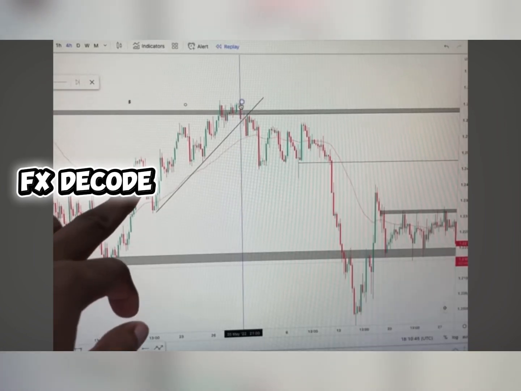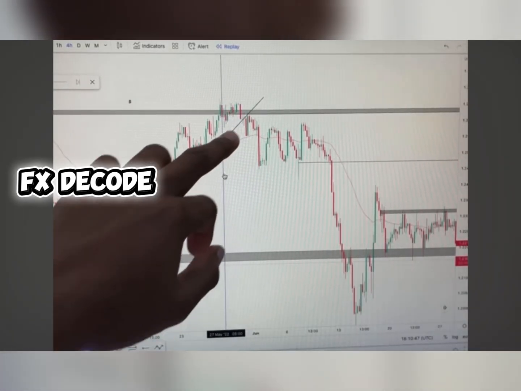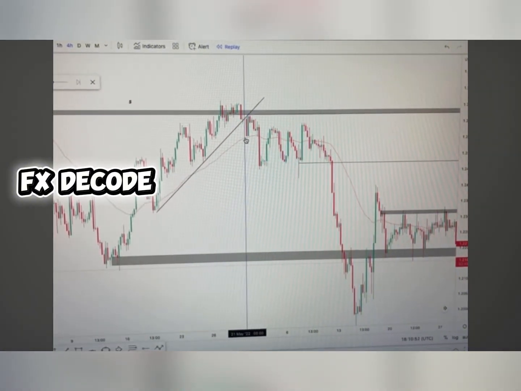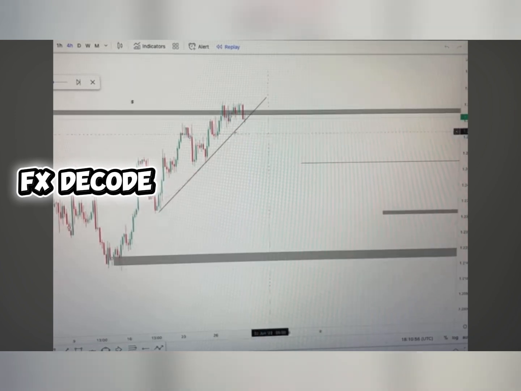So yeah, guys, this is a clear example of the break and retest. You can see that we have the break and retest. So let me move the chart back to where we have this break initially.